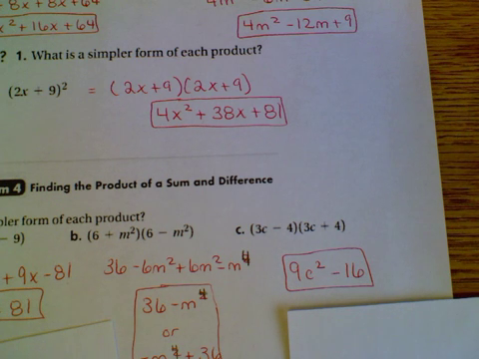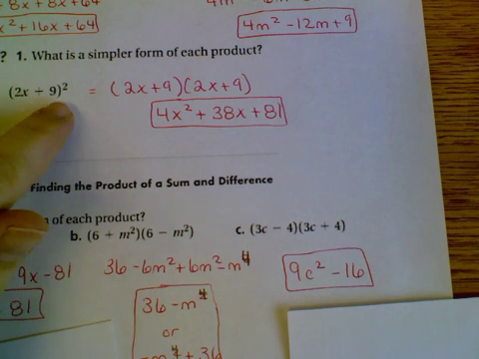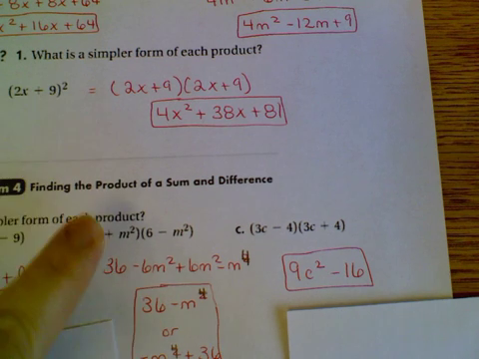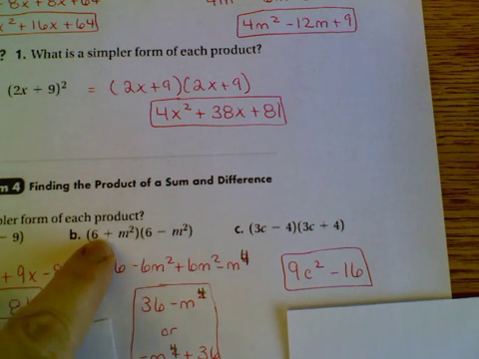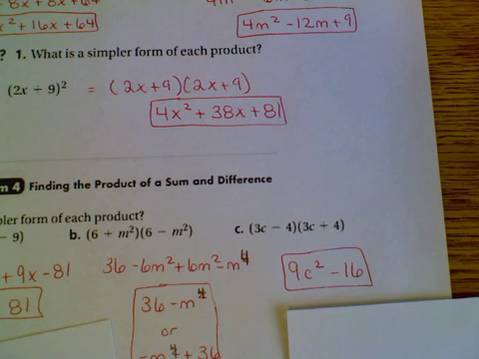Okay, that's it for multiplying special cases. So you're either doing it where you have a square of a binomial, or you have the same binomial and one is a sum and one is a difference. Go ahead and start your assignment.